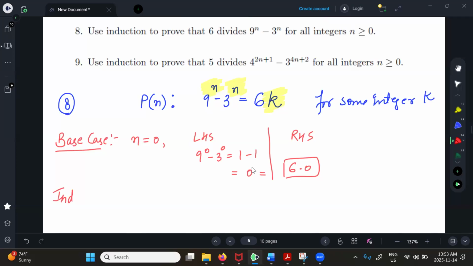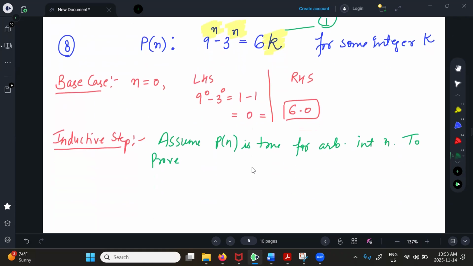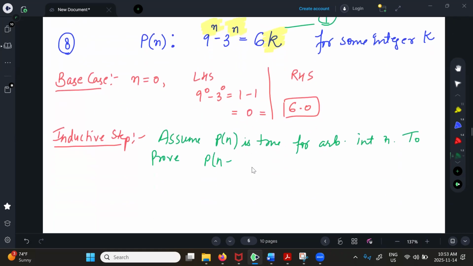Inductive step. Sarah, make sense to you? We assume Pn is true for arbitrary integer n. Let's call this equation 1. I have to prove Pn plus 1 is true.